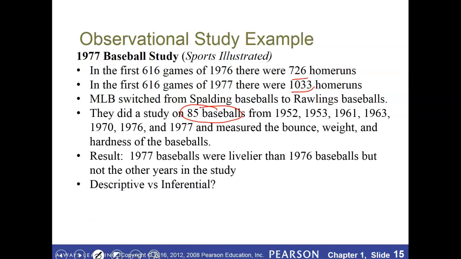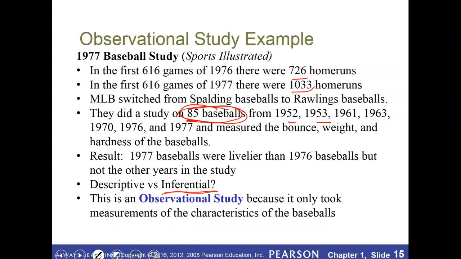So is this descriptive or inferential? And this would be an inferential study because we're inferring, we only selected 85 baseballs. So this is an inferential study because we're assuming that those 85 baseballs in each of these different years represented all the baseballs in those years. So it's inferential statistics, but it's also an observational study because it only took measurements of the characteristics of the baseballs.